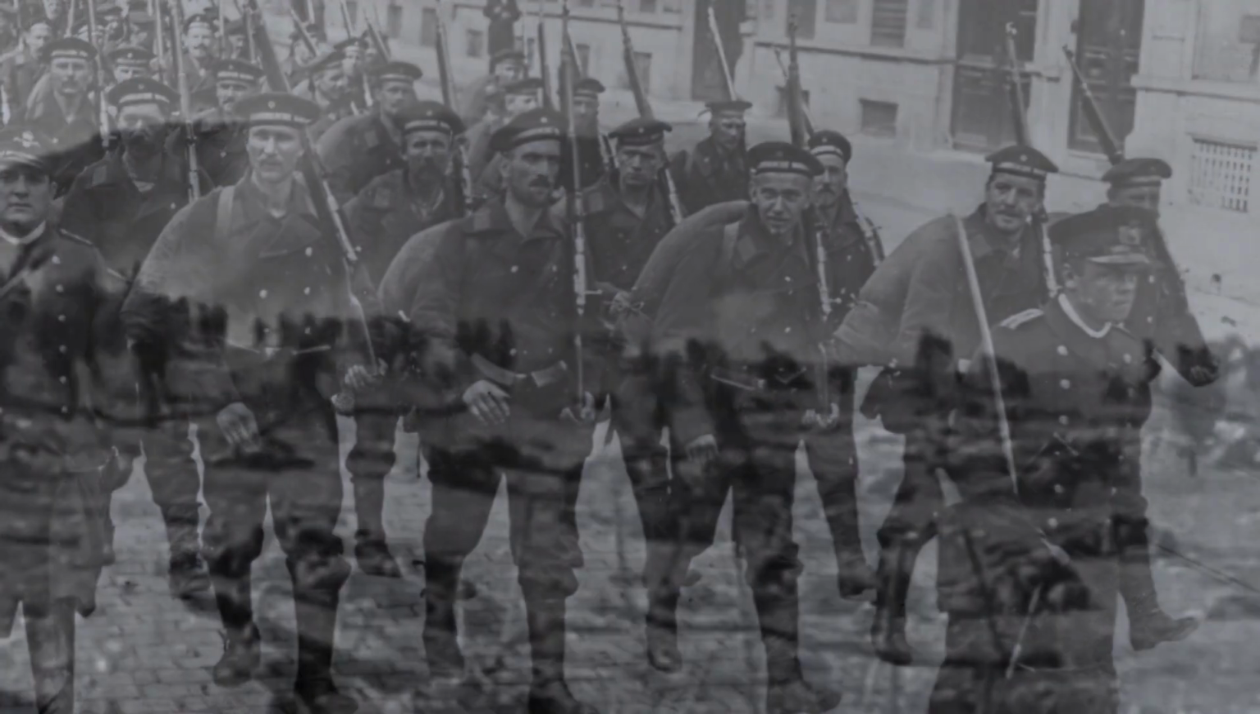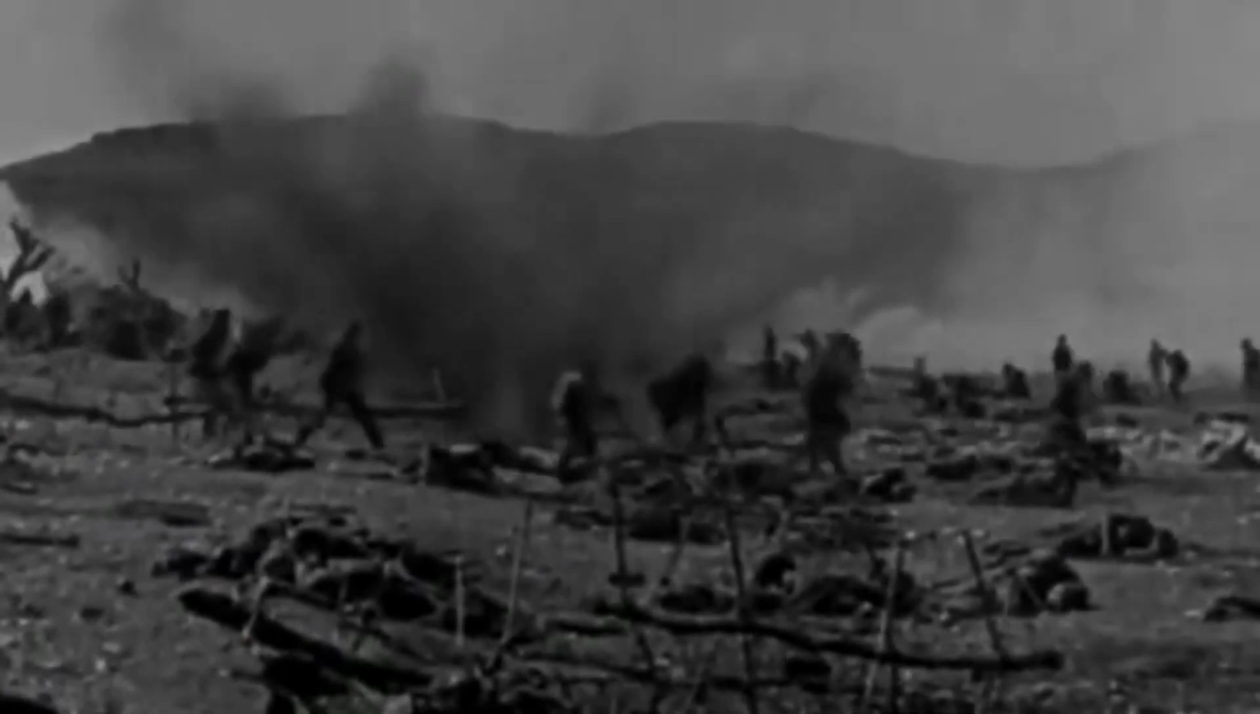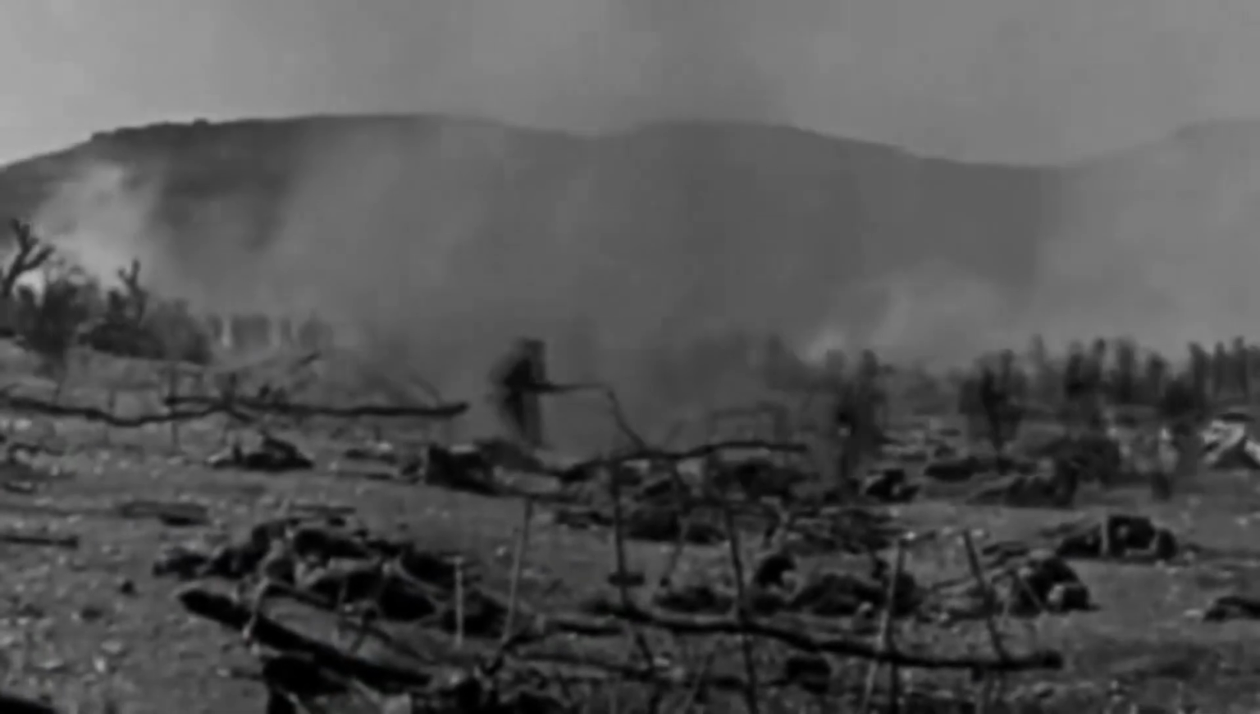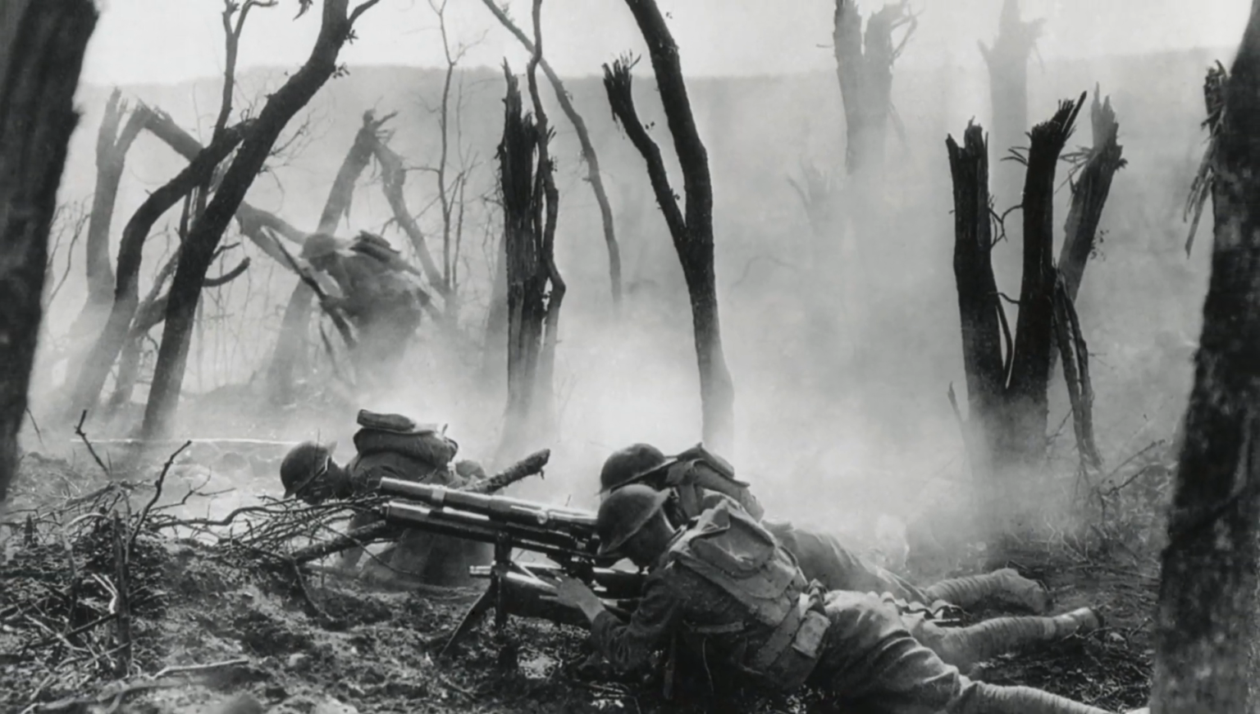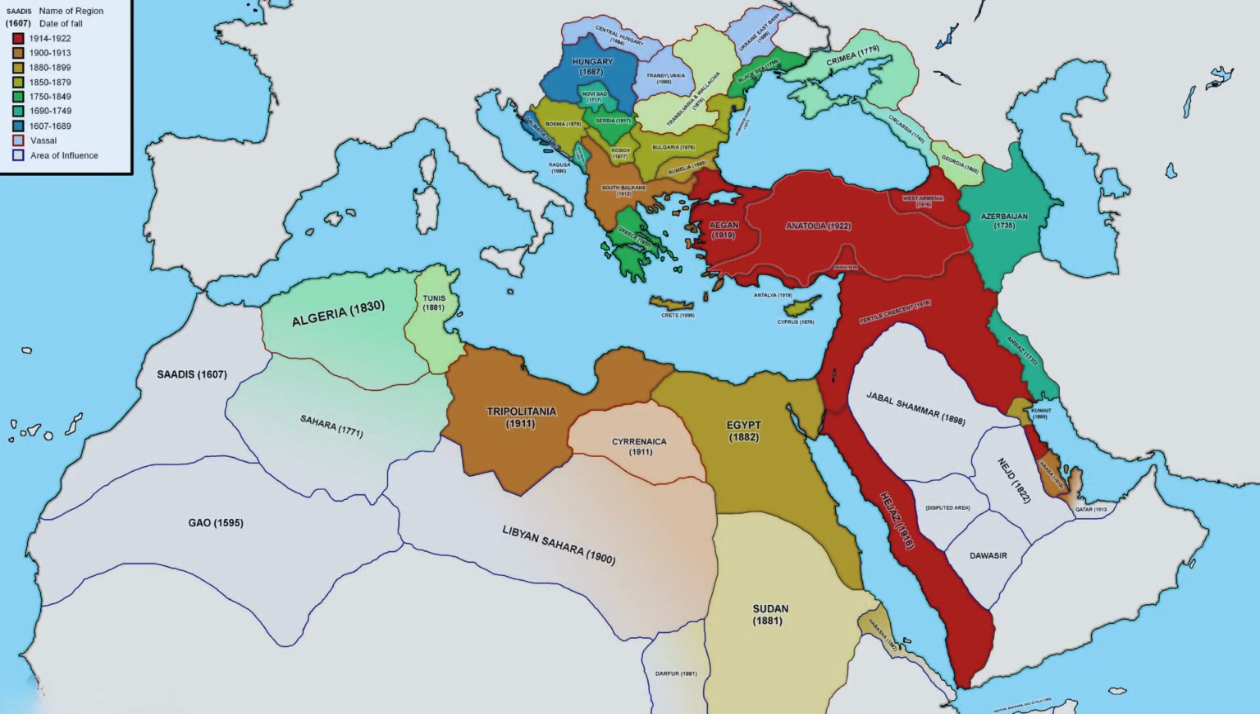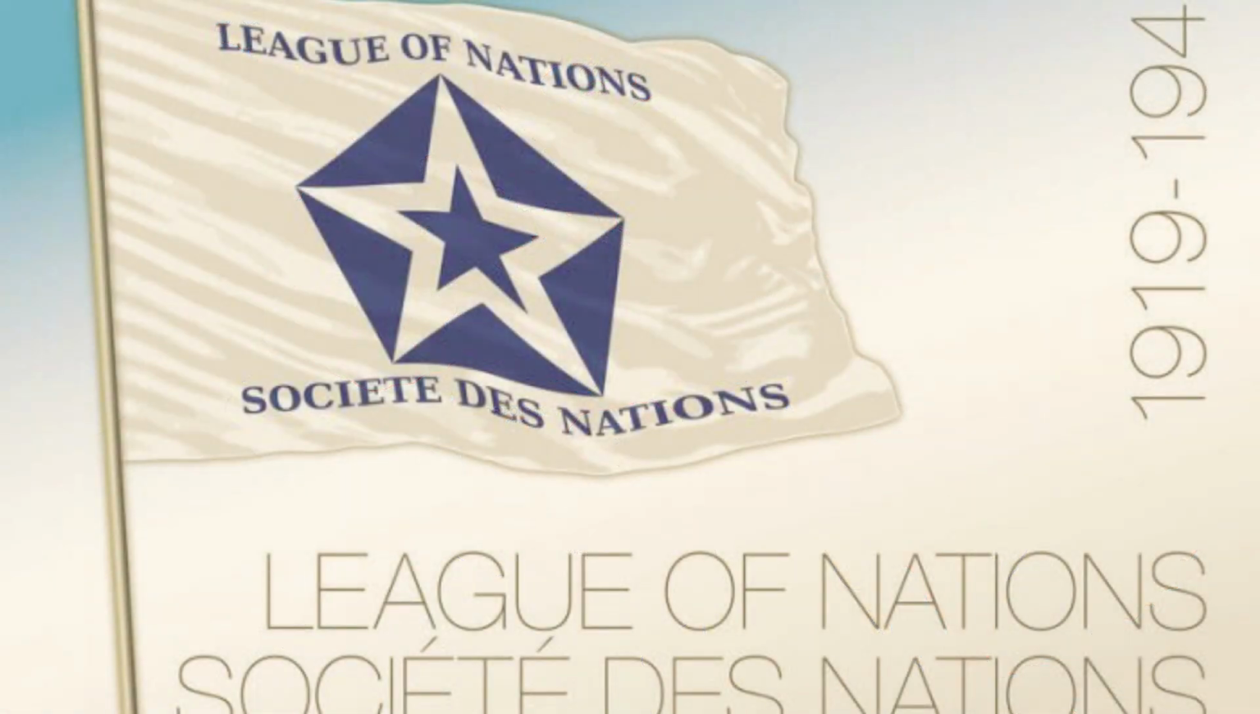The war resulted in significant loss of life, with millions of soldiers and civilians killed or wounded. It had far-reaching political, social, and economic consequences, including the collapse of empires, the redrawing of national boundaries, and the eventual emergence of the League of Nations, a precursor to the United Nations.